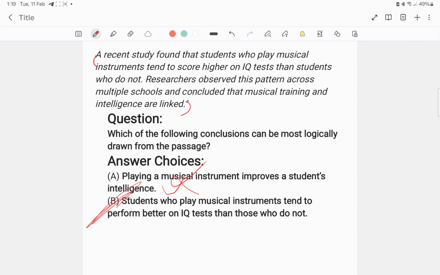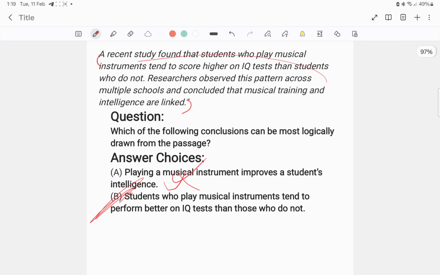Again, final validation: option B accurately restates the observed pattern. The correct answer is B. Why not A? It assumes a causal relationship without any proof, that's it.